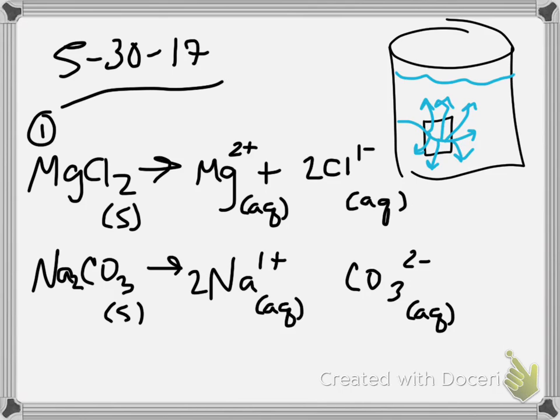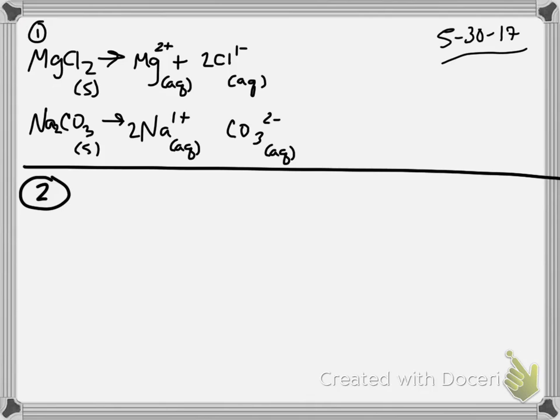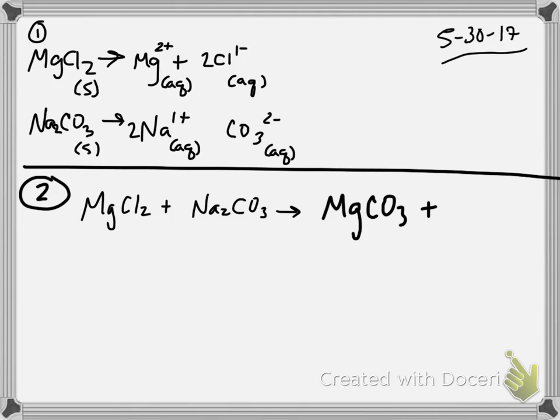This would be step 1. Step 2? Well, step 2, we go ahead and write a double replacement reaction between the magnesium chloride and the sodium carbonate. And you know how to predict the products that we would see. We would get magnesium carbonate, MgCO3, and we'd get sodium chloride, and of course to balance that we'd have to have 2 of those. Okay, so far so good.